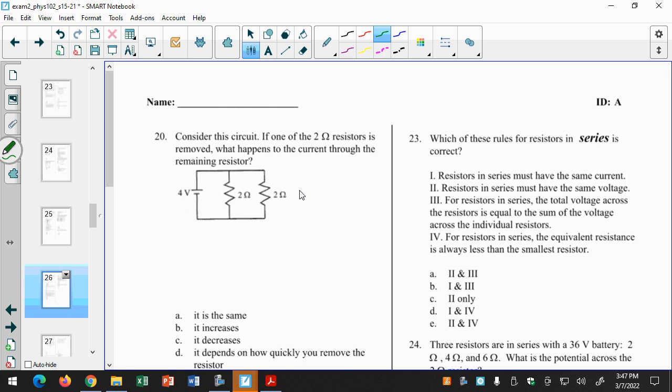If one of the 2 ohm resistors is removed, what happens to the current through the remaining resistor? Remember, with resistors in parallel, the more resistors you have, the less the equivalent resistance. Even if they're really big resistors, adding more in parallel gives more pathways for the electricity to flow, and so it decreases the resistance. So if I take away a resistor, the resistance goes up, and if the resistance goes up, the current goes down. So the current through the remaining resistor would decrease because my overall resistance would increase.